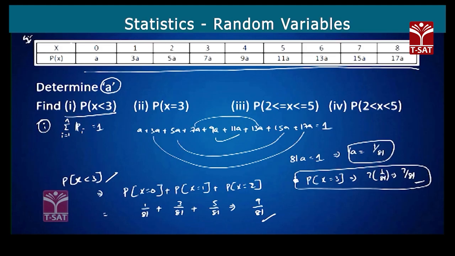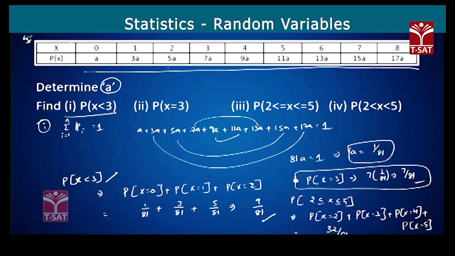Now, the next problem is probability of 2 less than or equal to X less than or equal to 5. Then what should we do? Probability of X is equal to 2 plus probability of X is equal to 3 plus probability of X is equal to 4 plus probability of X is equal to 5, we have to add everything. So when we add, 2, 3, 4, 5 gives 5a, 7a, 9a and 11a, which will be equal to 32/81.